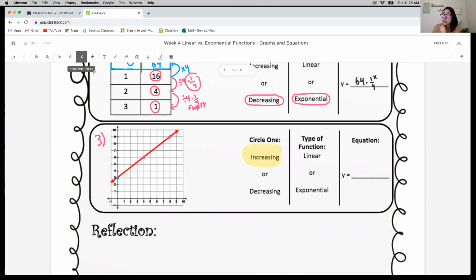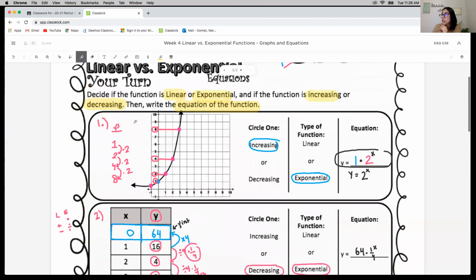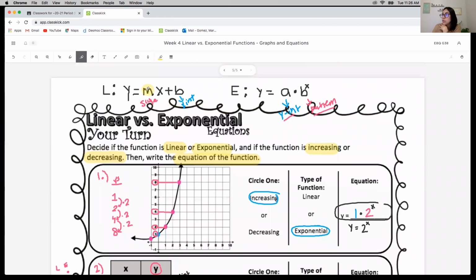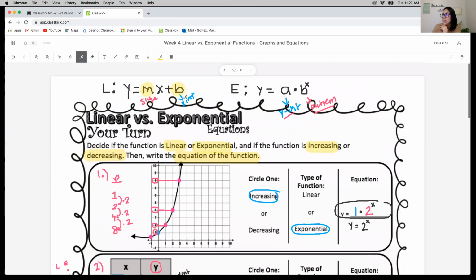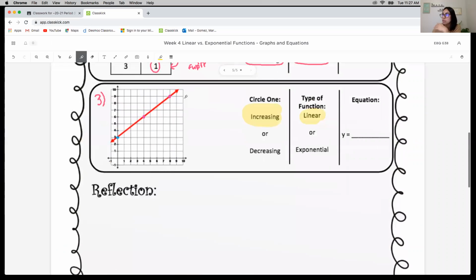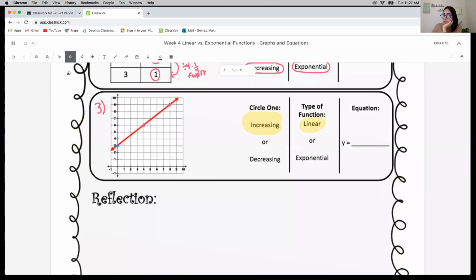Is this linear or is this exponential? Linear. Good job. Okay, that means we're looking at this equation, y equals mx plus b. Find your y-intercept. That's your first step. What is our y-intercept here? 3. Perfect, right here. So our y-intercept is positive 3, so we can put that at the end.